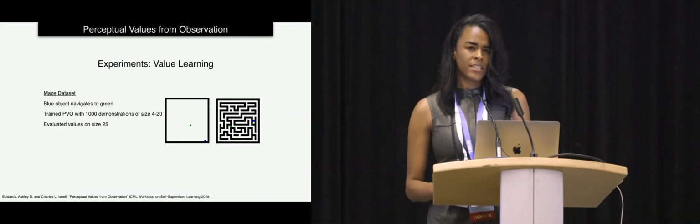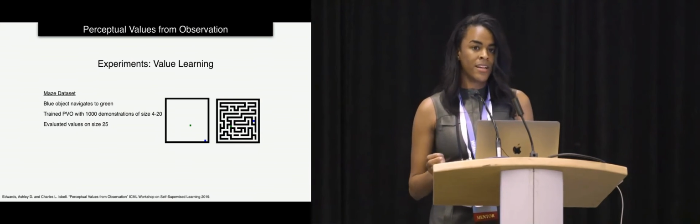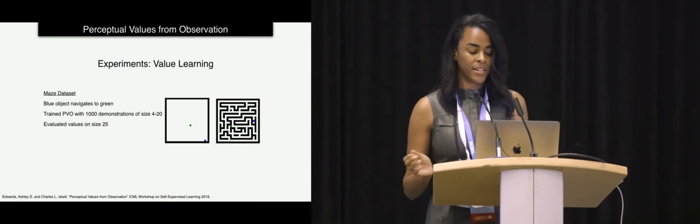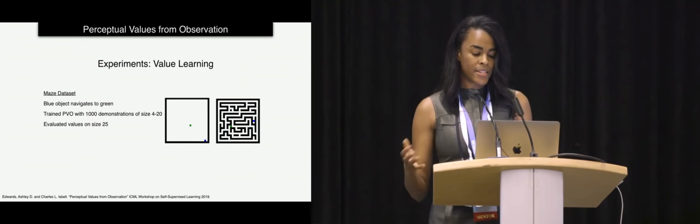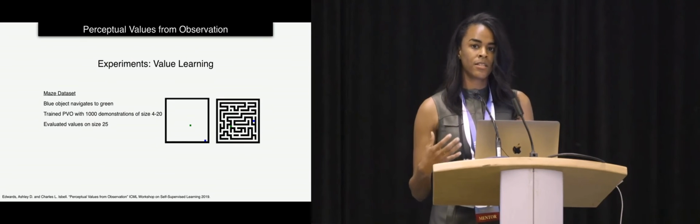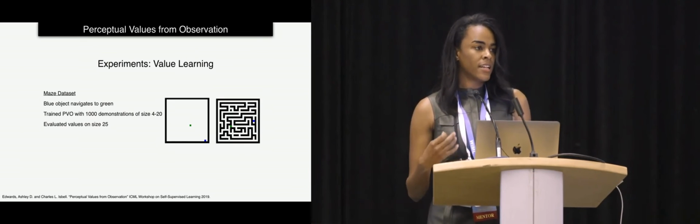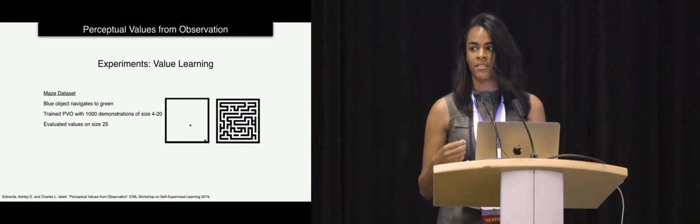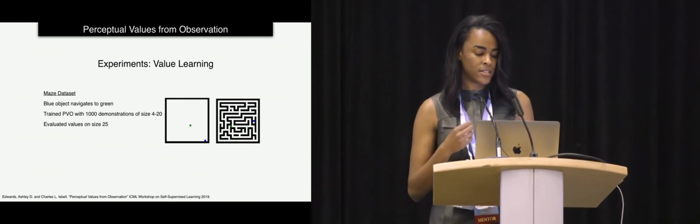Okay, so we tried this out in a couple of different environments. The first environment is something called the maze environment, where you have a blue object that needs to navigate to a green object. In these first experiments, I'm just going to talk about what the values that I learned look like. And then in the next experiments, I'll talk about whether these values can be used to train reinforcement learning agents.